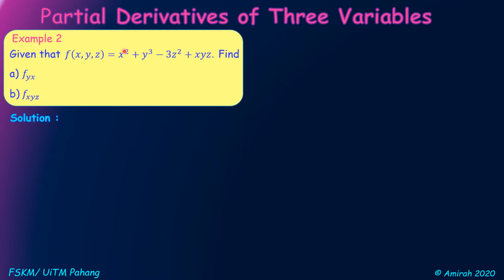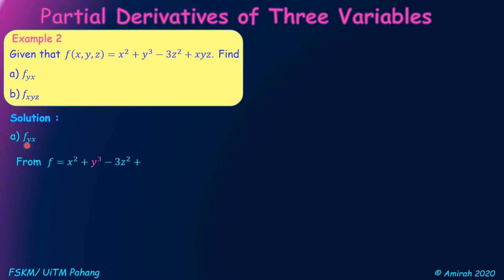Hi everyone, in this video we will continue with partial derivatives of three variables. Now we look at example 2. Given that f(x,y,z) equals x squared plus y cubed minus 3z squared plus xyz. Find A, fyx and B, fxyz. First, we look at how to find fyx.